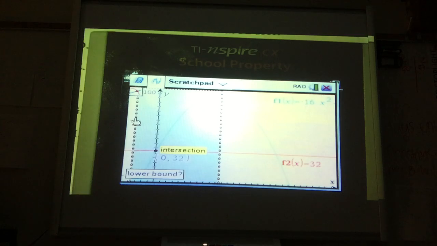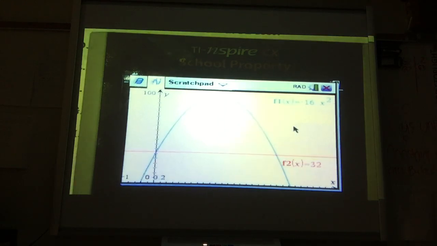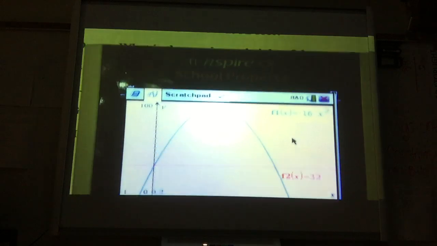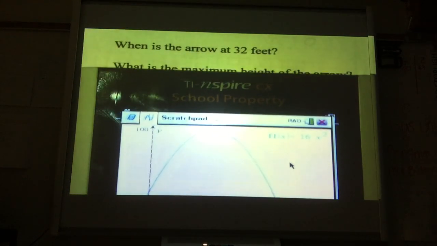That means it's shot off the ground. And it reaches 32 at 4 seconds. Okay, so those are my two times: 0 and 4 seconds. That's what answers right here. When is the arrow 32 feet? At 0 seconds and at 4 seconds.